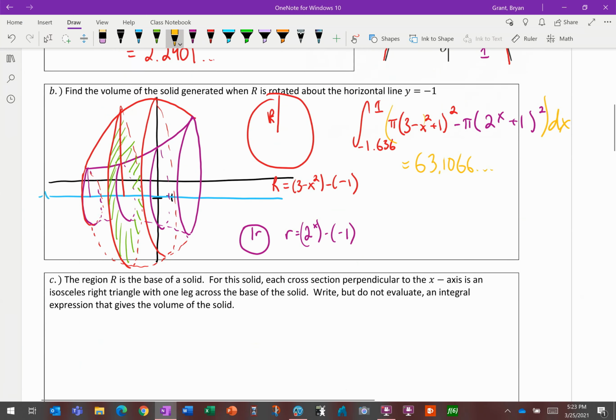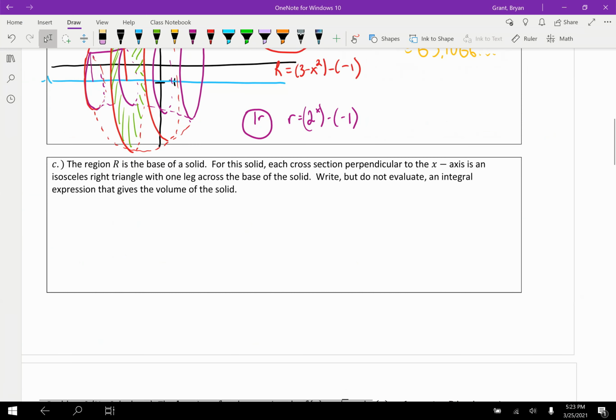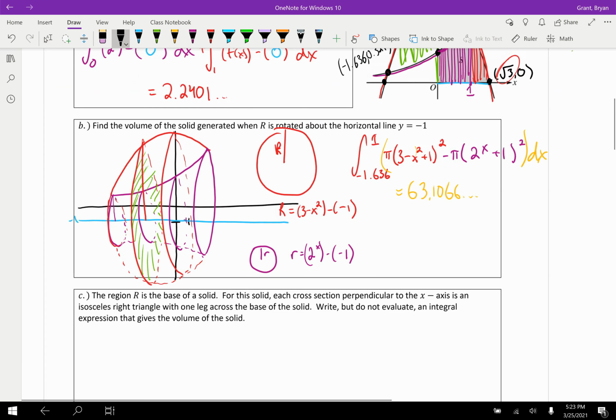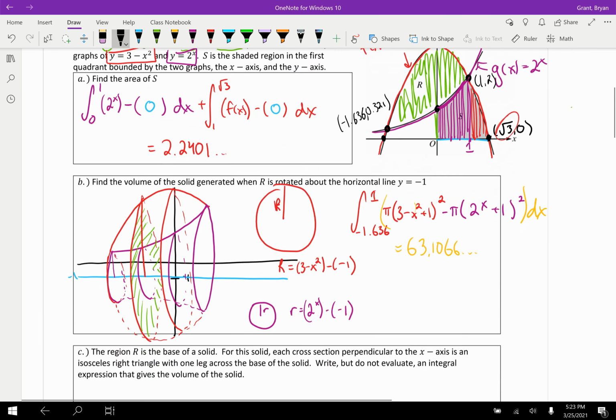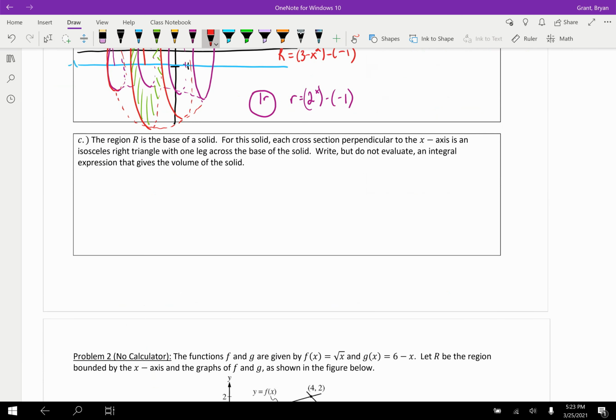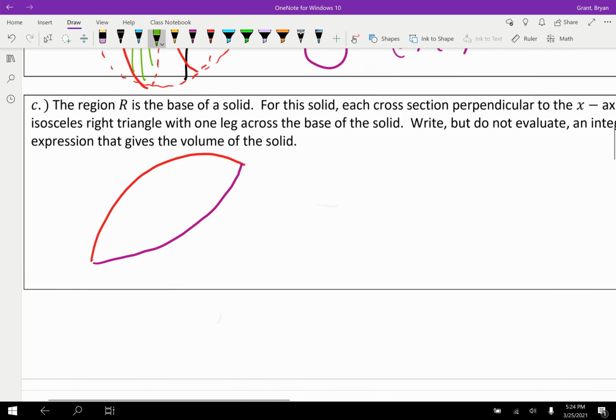Awesome. Last but not least, region R is the base of a solid. For this solid, each cross-section is perpendicular to the x-axis. Whew, that's good. No y-axis. There's an isosceles right triangle with one leg across the base of the solid, right, but don't evaluate. Okay, a little bit tricky here, so I'm going to take that area of R again, right? And R looked something like this, and then it had this guy kind of curving in. And then we need to get our drawing caps on. I'll do this in green.